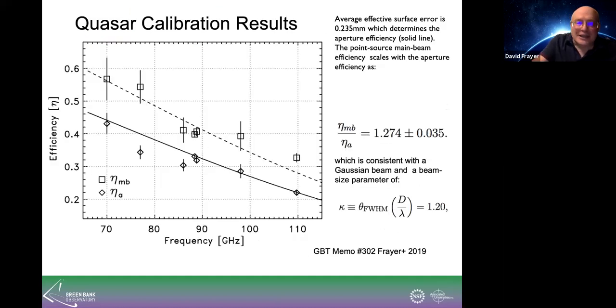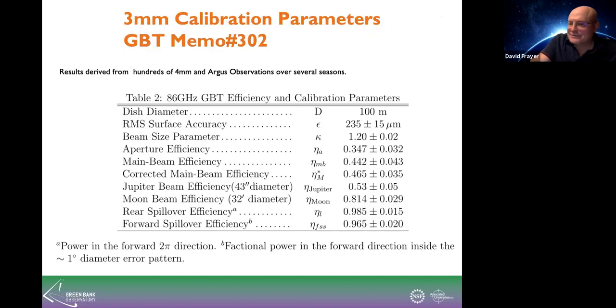It just shows that we can calibrate the telescope, and there's a lot of technical stuff here. If you're interested in the GBT's performance, the details, you can look at GBT memo 302, the table of all the parameters. And basically, if you look at it in terms of point source, aperture efficiency, main beam efficiency, you can measure the near beam pattern.